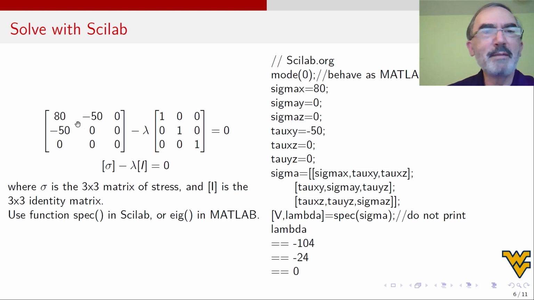And so now I got the same. Here I repeated from previous slide. And I write it in this formal way where I put sigma in bracket, that means this whole matrix, minus lambda times I in bracket, that means that I is that matrix over there. Just a compact notation. Sigma is the 3 by 3 matrix of stress, and I is the 3 by 3 identity matrix. And now what are we going to do now? Now we're going to use the software. The function spec in Scilab, which is named Eig in MATLAB, they do the same, can be used to solve this problem, all right? So then we go directly look at the code.